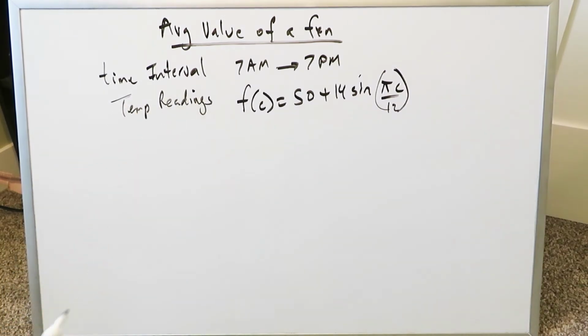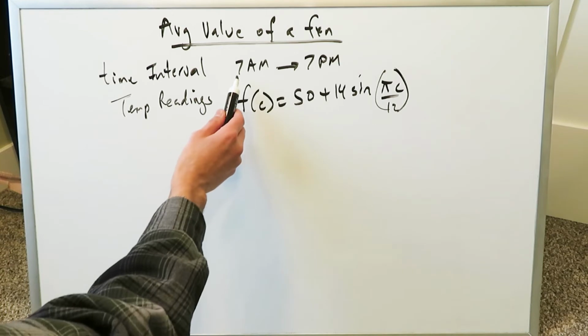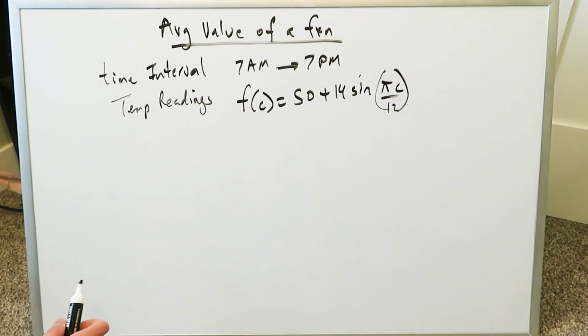We have a time interval provided from 7 a.m. to 7 p.m. We have a certain function f of c, 50 plus 14 sine pi c over 12. It represents a temperature function for a specific city, which can be used to measure the temperature at a given point in time. Over this window, 7 a.m. to 7 p.m., which is a 12-hour window, what would be the average temperature of this specific city?